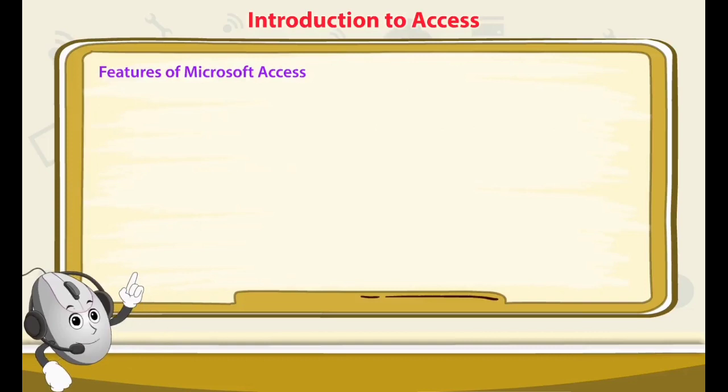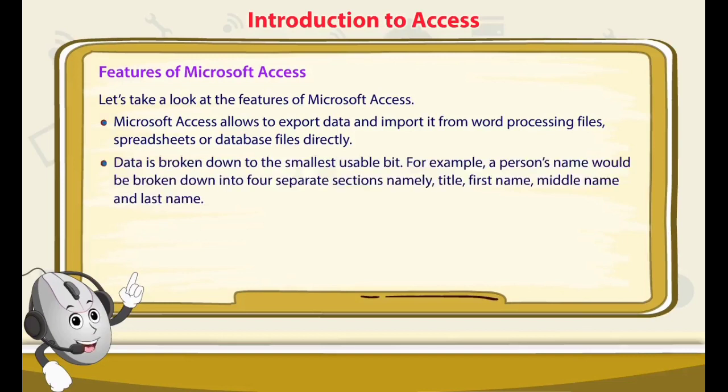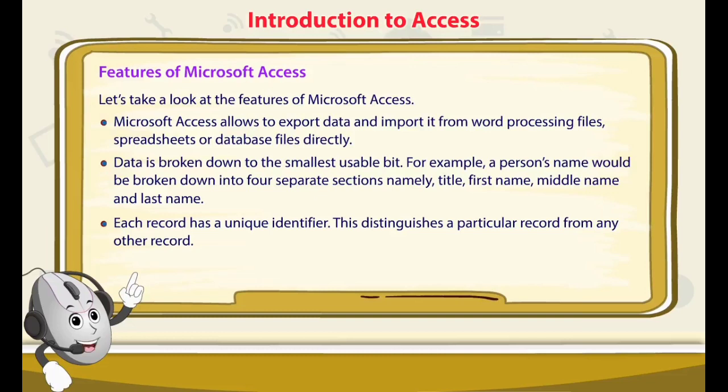Features of Microsoft Access. Let's take a look at the features of Microsoft Access. Microsoft Access allows to export data and import it from word processing files, spreadsheets or database files directly. Data is broken down to the smallest usable bit. For example, a person's name would be broken down into 4 separate sections, namely title, first name, middle name and last name. Each record has a unique identifier.